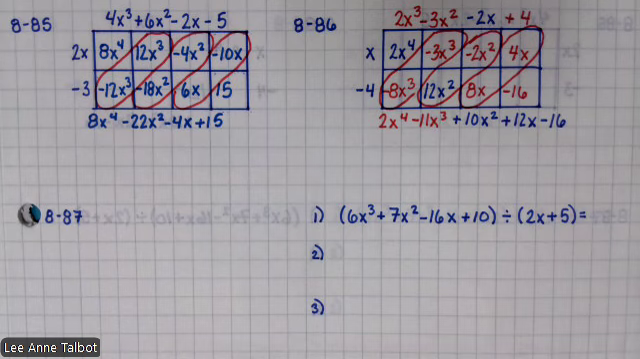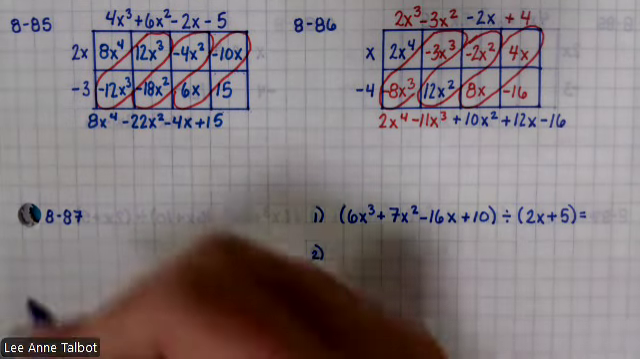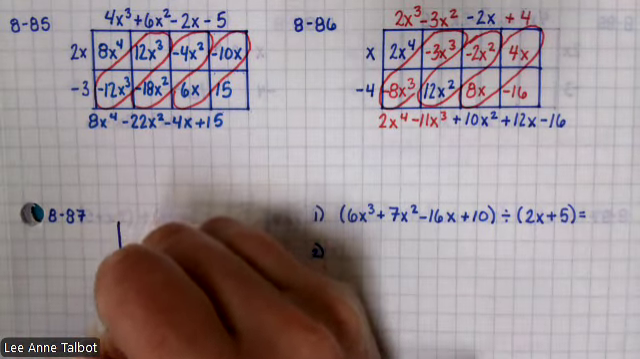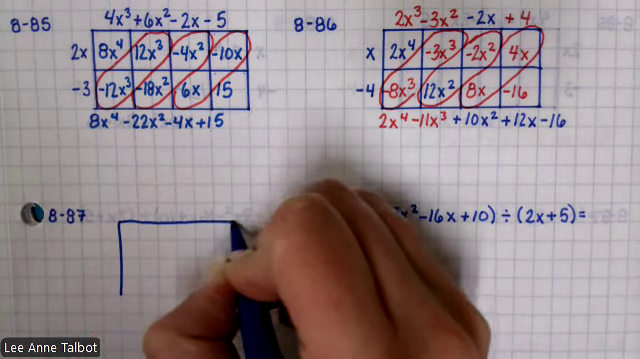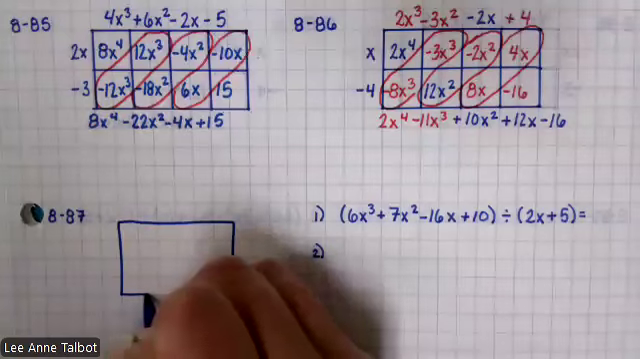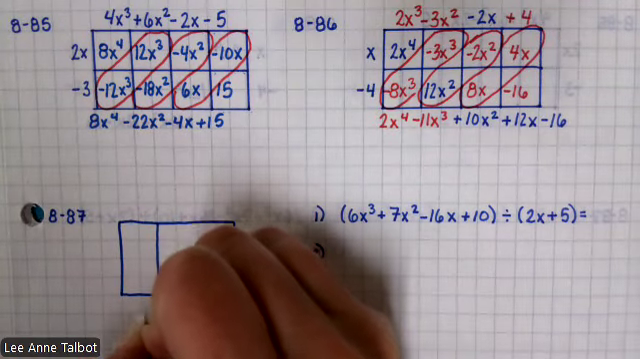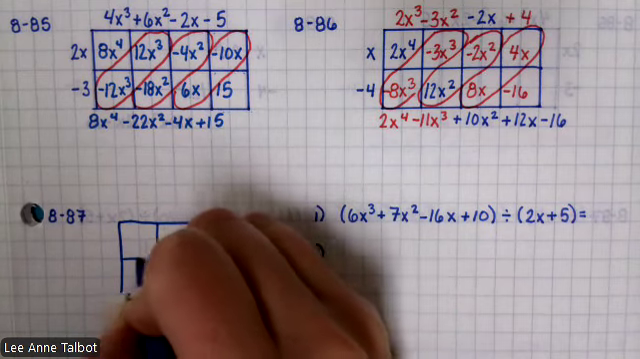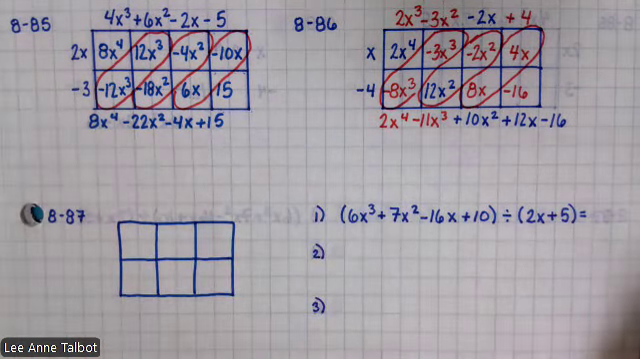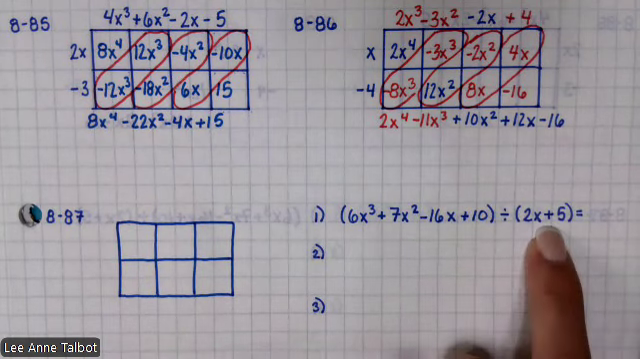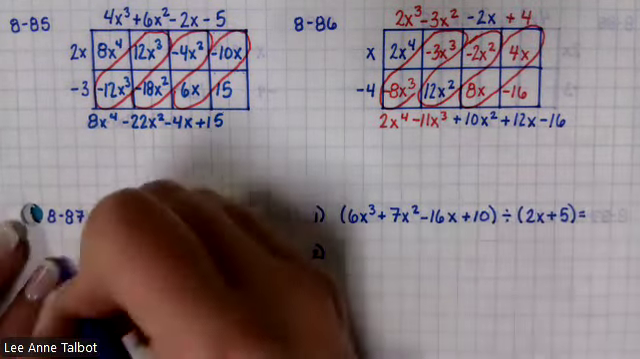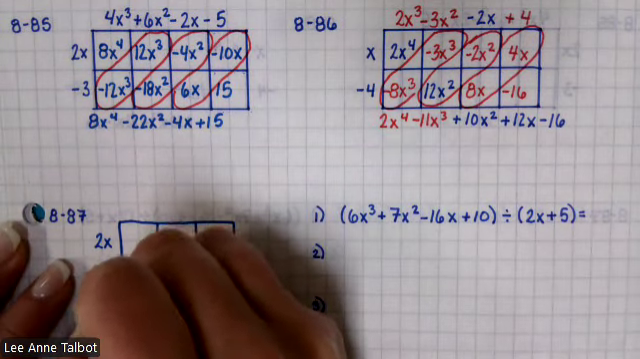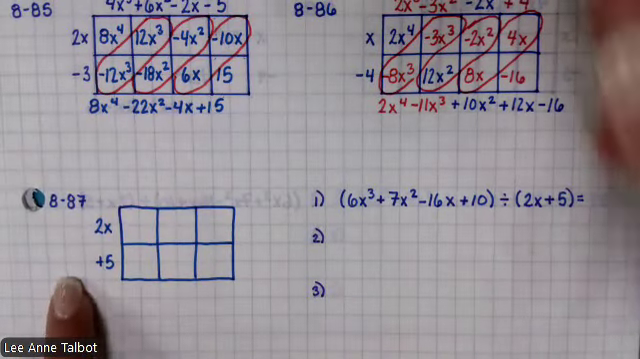Okay, so that one is going to be a 3 by 2. So draw me a 3 by 2. You can draw it vertical or horizontal. I'm going to do it horizontal just because, again, linear thinker. Okay, and I'm going to take the divisor and put it over here. And instead of putting this on the top, I'm going to put it on the bottom.